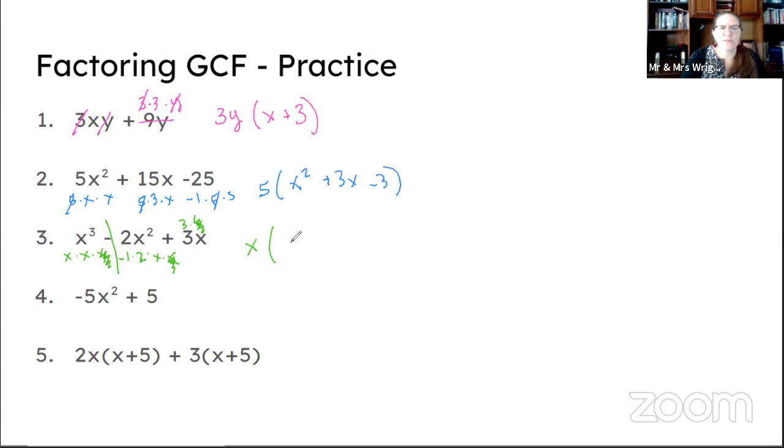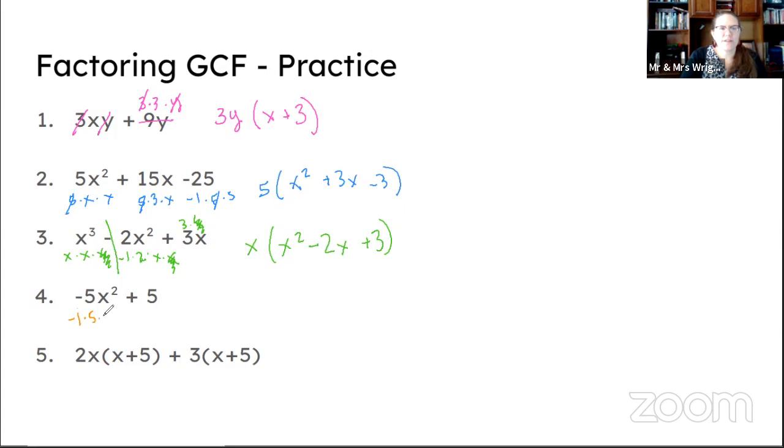Okay, so that leaves me with 2 x's here, or x squared. And this -1 times 2 times x is going to be -2x. And then this is just a +3 here. So factor 1 is x, factor 2 is x squared minus 2x plus 3. All right, here we go.